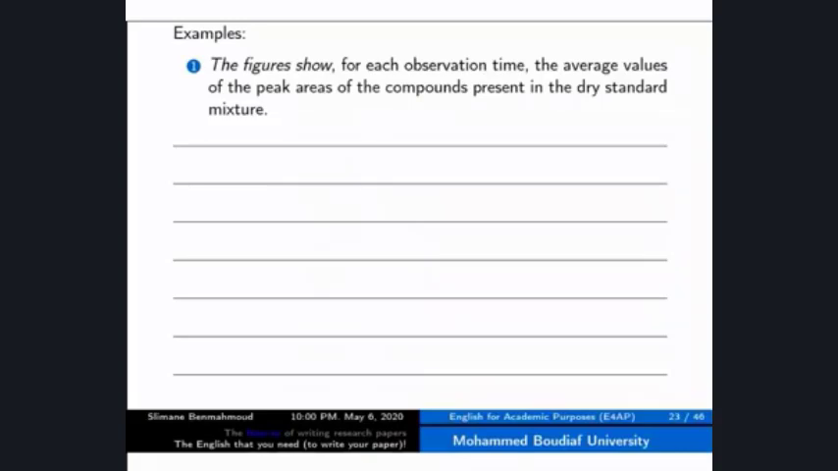The figures show for each observation time the average values of the peak areas of the compounds present in the dry standard mixture. I'm going to give you some time to think of this and see what's not okay with it. What's the problem with this sentence? I'm going to give you 30 seconds.